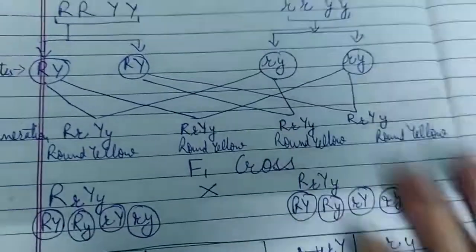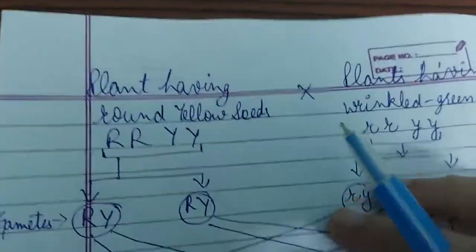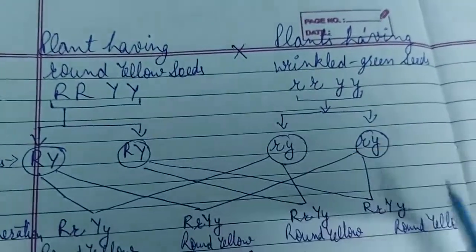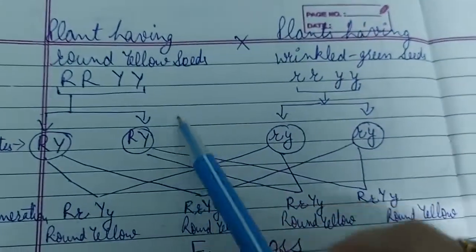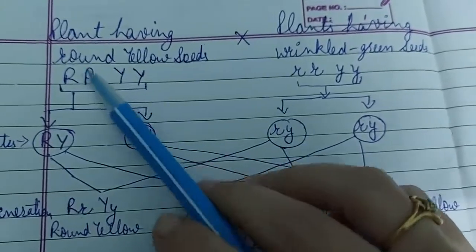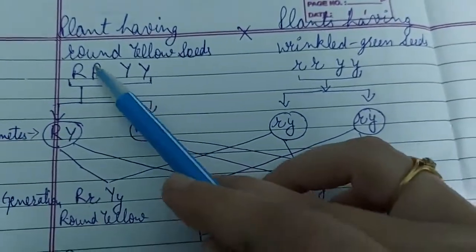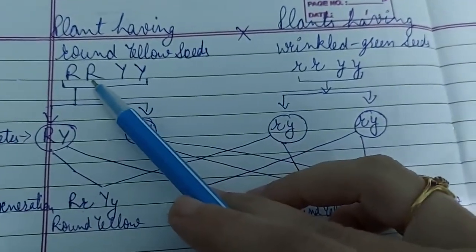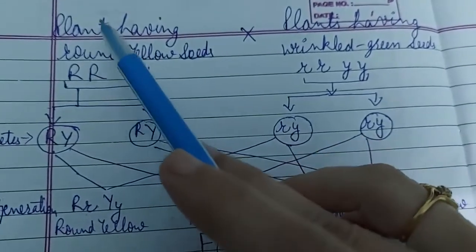So we will see its cross. In the parental cross, two characters are there. Capital R means round.